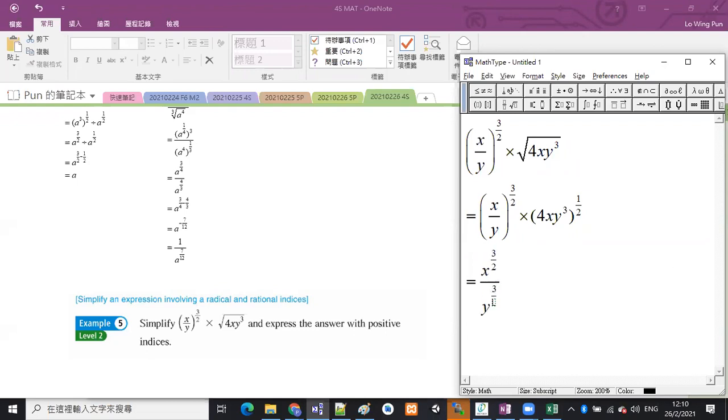3 over 2. Okay, and then times again the 4xy cubed. The 4 can share the power of 1 over 2. The x can also share this 1 over 2. And then the y cubed can also share the power 1 over 2.